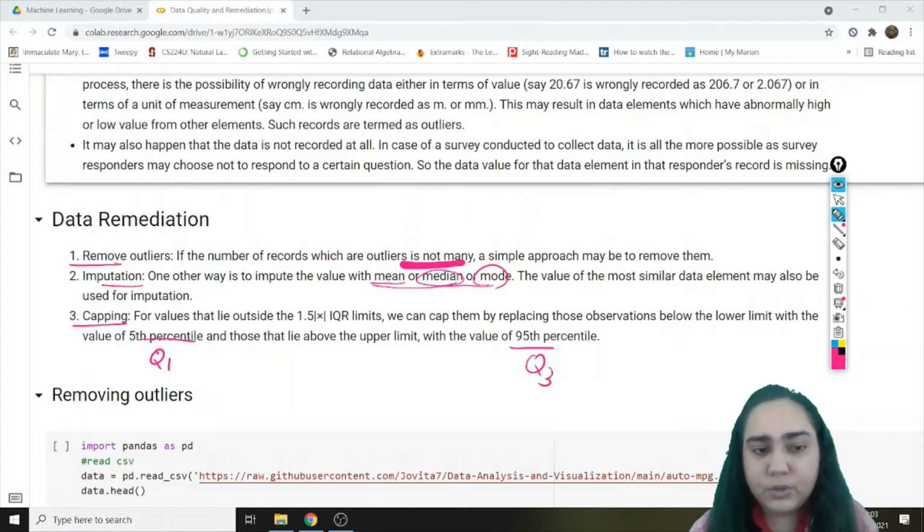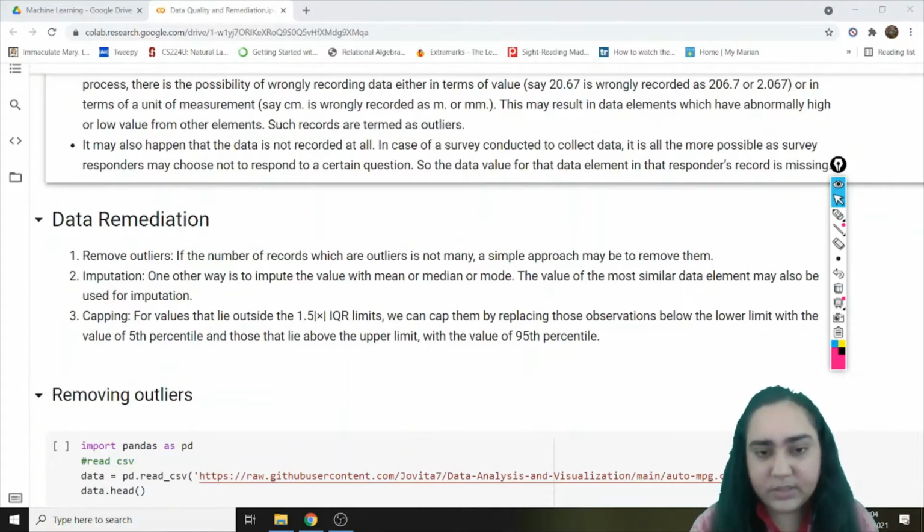So what you could do is just replace the values which are outliers with, if they are below 1.5 IQR, you can replace them with Q1. If they are above 1.5 IQR, you can replace them with Q3. So that's what you can do in data remediation.